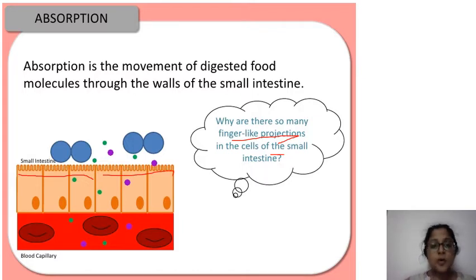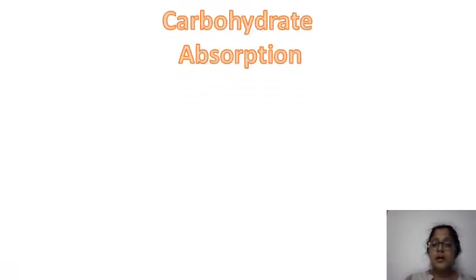They are present in the small intestine and they increase the area of absorption for the digested food particles. So these are the various digested food particles that move through the villi of the small intestine, and they ultimately move to the blood capillary. So this process is known as absorption. And today we'll learn about the absorption of carbohydrate.